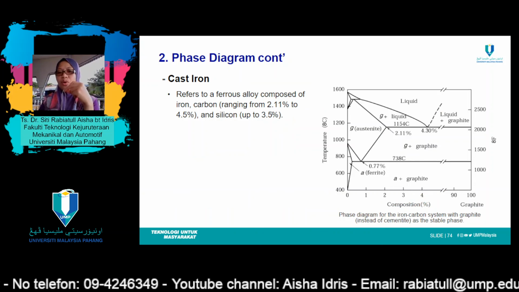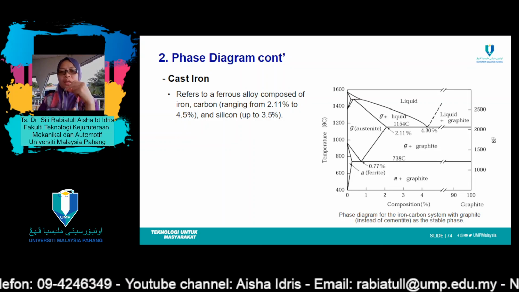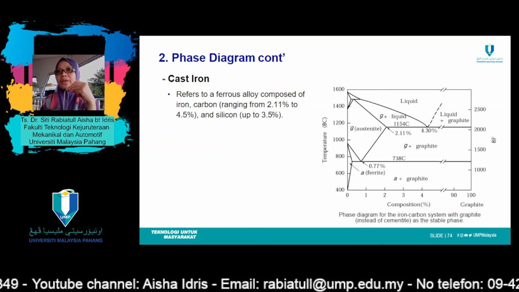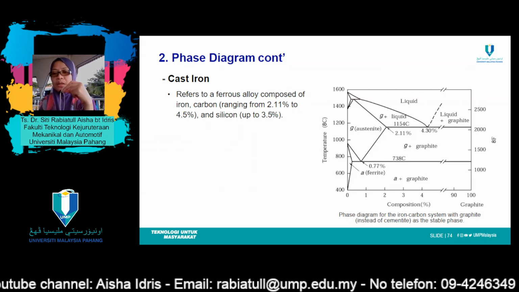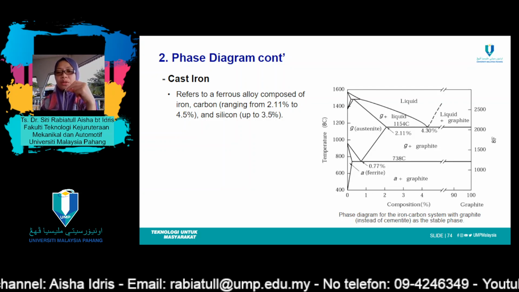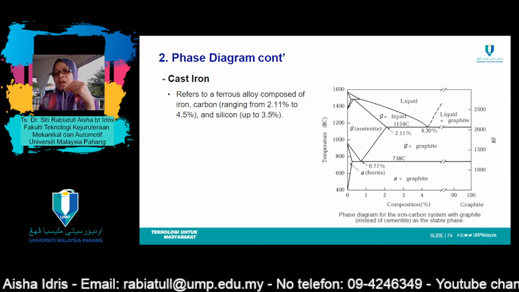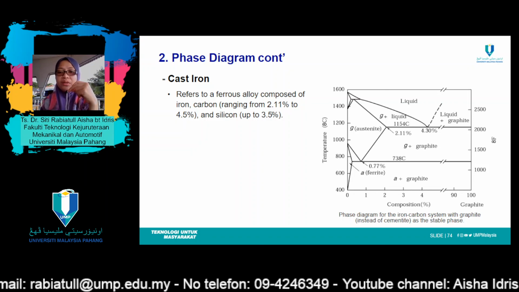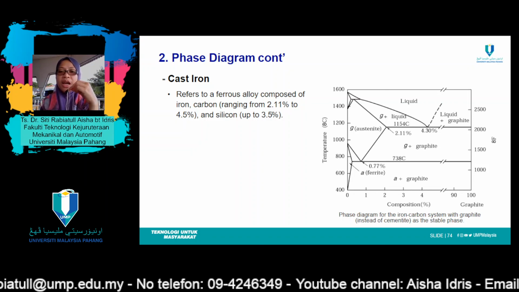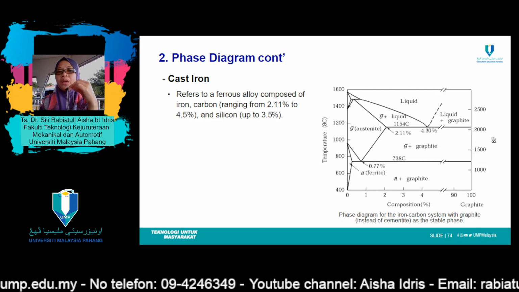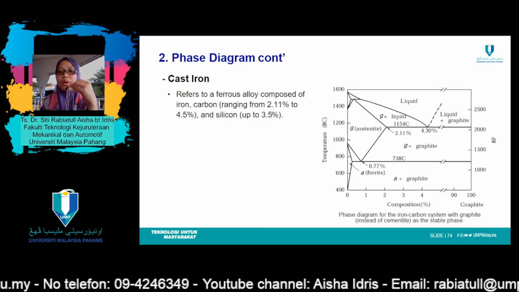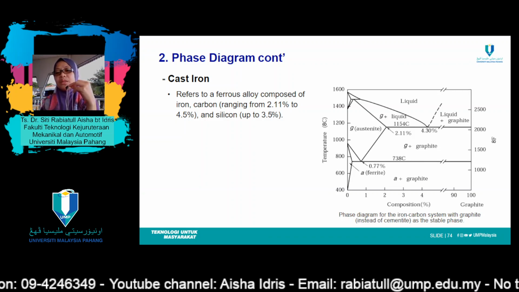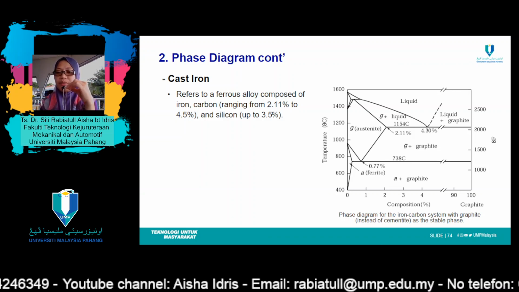Other than that, once we alter the composition of the materials, we may produce other types of materials or alloys, known as cast iron. Cast iron refers to a ferrous alloy composed of iron and carbon, ranging from 2.11% to 4.5%, and a little bit of silicon, which is up to 3.5%.